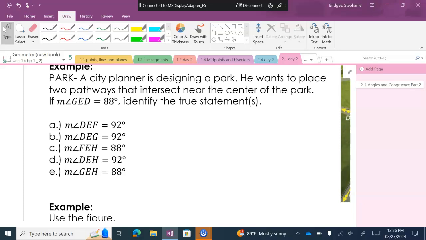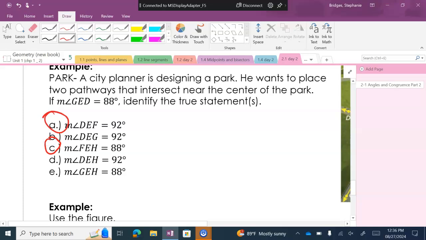Angle DEF. Angle DEF is this angle right here. For question A, it says it's 92 degrees. Is that true? Yes. All right, DEG. DEG is this angle right here. It says that one is 92 degrees. So should I circle B? No. C says angle FEH. So this angle right here. It says it's 88 degrees. Is that true? Yes.